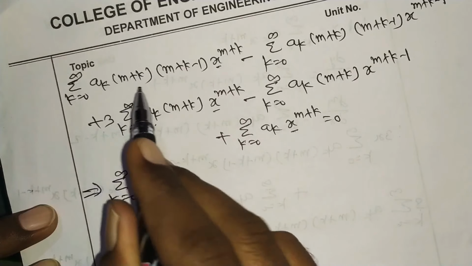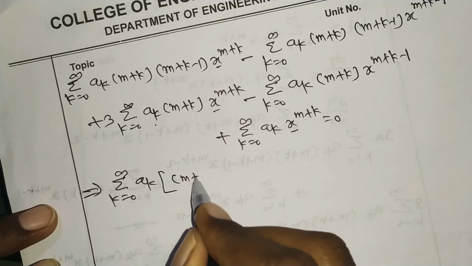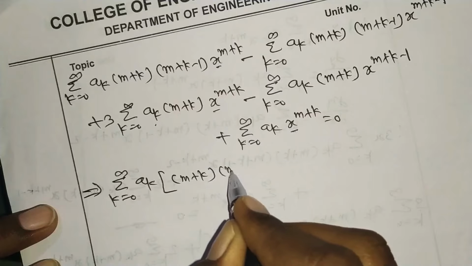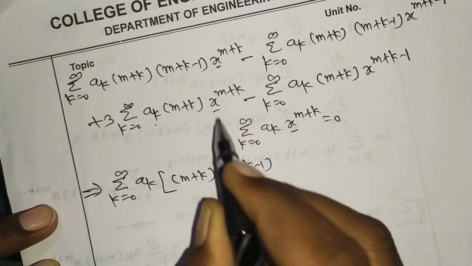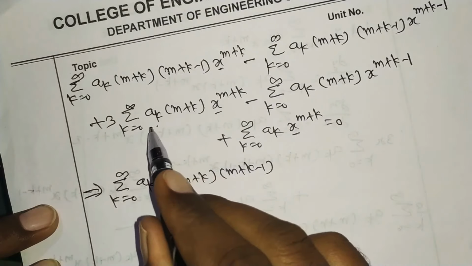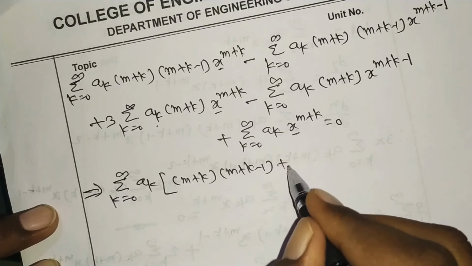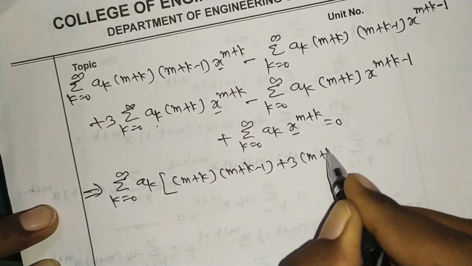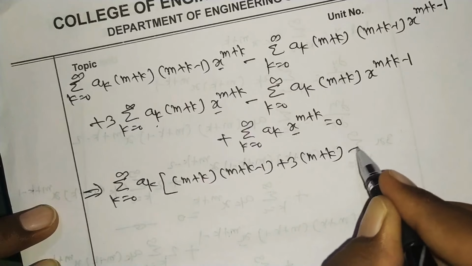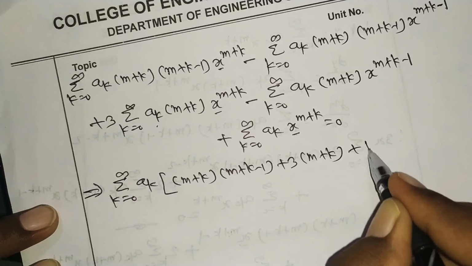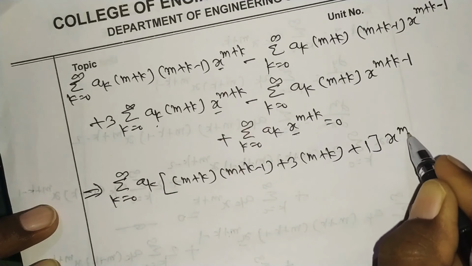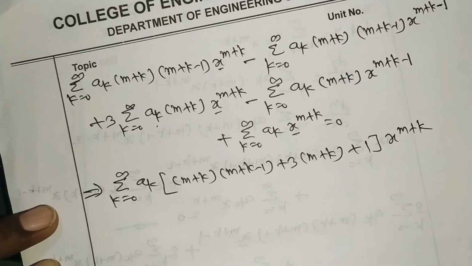If we take ak common, from the first series m plus k into m plus k minus 1, then this one plus 3 into m plus k, and plus 1, into x to the power m plus k. This is from the first, second and third series.